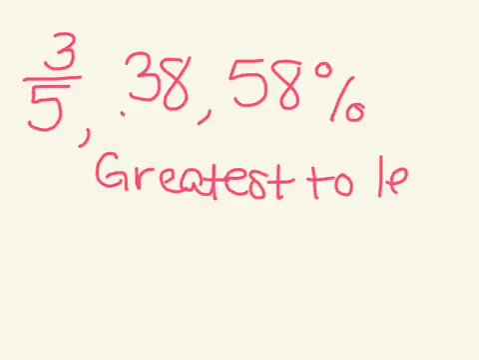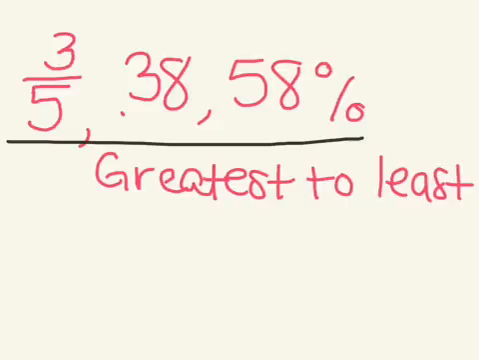If they're asking us to do this, we have to think to ourselves, first of all, what does greatest to least mean? We know greatest to least means biggest to smallest. So that means we're going to compare these three different numbers, biggest to smallest. I can't compare these the way they are because they're not all in the same form. So I either need to make them all fractions, all decimals, or all percents. 9 times out of 10, you're probably going to make them all decimals because that's going to be the easiest thing. I already have one as a decimal, which is 0.38.